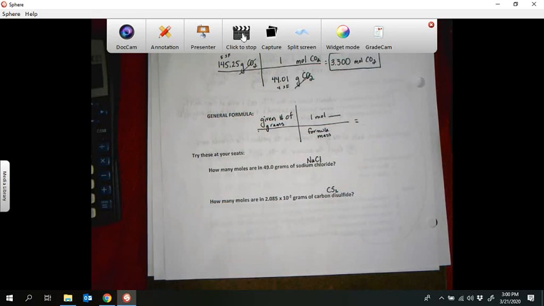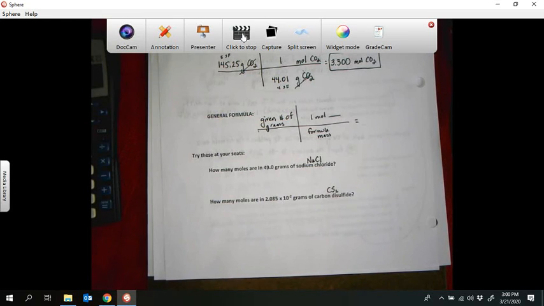Welcome to video 3 under moles in the formula mass, moles, and stoichiometry unit for Chemistry 1. In the last video, we looked at a gram to mole example problem, and I gave you the general formula. I asked you to try these two at your seats, and then we can go through how these are calculated.